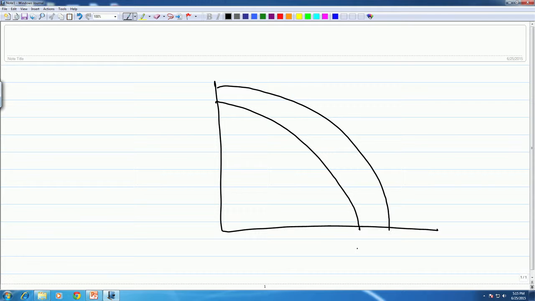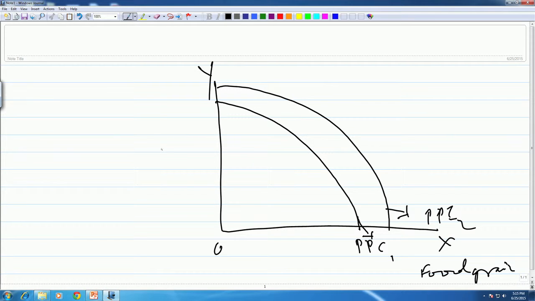So, here we can see this is the first PPC, and this is the second production possibility curve, which shows how the new level of infrastructure has moved the country's possibility. Suppose the production possibility curve shows the country's production possibility between two goods. On the OX axis we have the possibility of producing food grain, and on the OY axis we have the production possibility of computers.